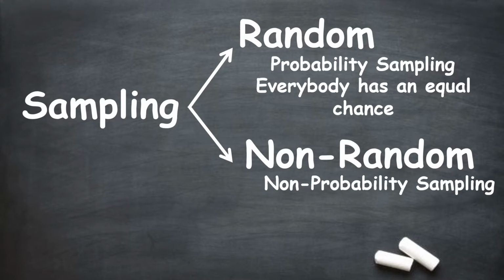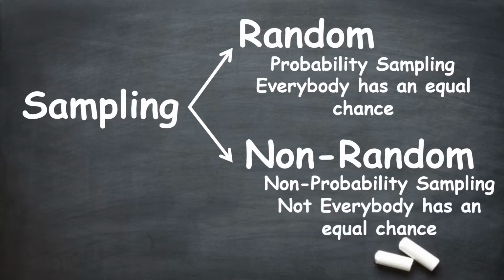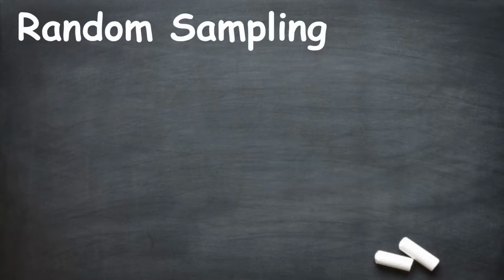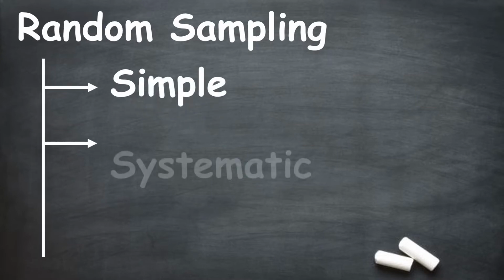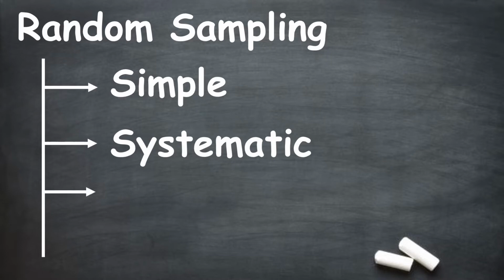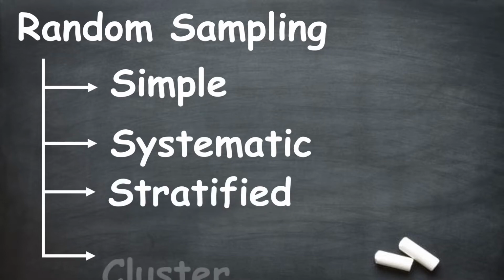Then for non-random sampling, in other books it is also called non-probability sampling. Non-random sampling is the opposite of random sampling, wherein if you will use a sampling technique that is under non-random sampling, not everybody in your population has an equal chance of being chosen to be your respondents. The most commonly used random sampling are simple random sampling, systematic random sampling, stratified sampling, and cluster sampling.